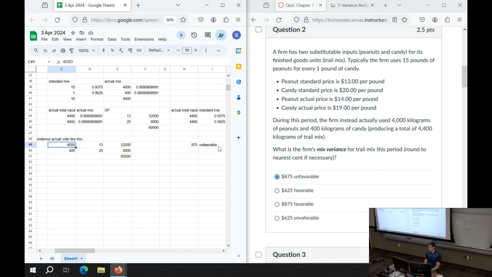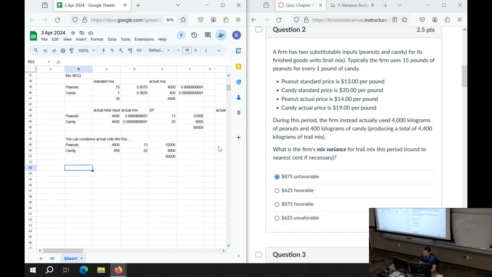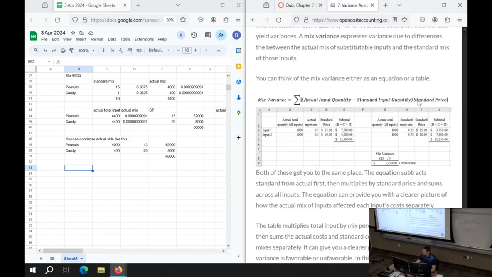So let me poke around for another minute and see if I can find a way to show, if you want to economize your process at this kind of question, you don't like building the tables out, it doesn't make sense to you or whatever, you can use this right here, the equation, and that is a little more condensed. So for peanuts, this summation means we're going to have this equation for peanuts and this equation for candy, and we're going to add them together.